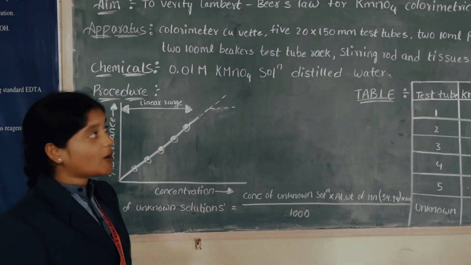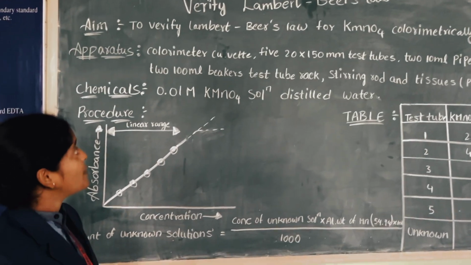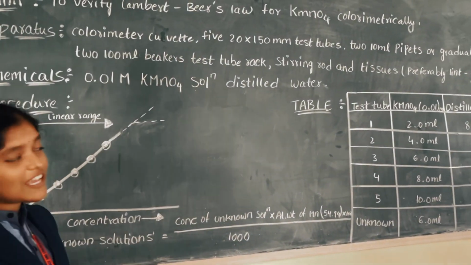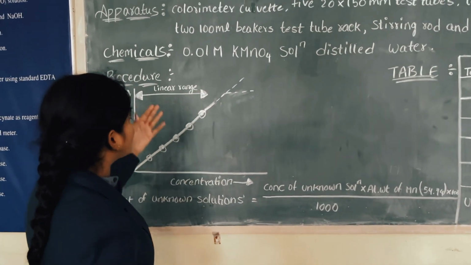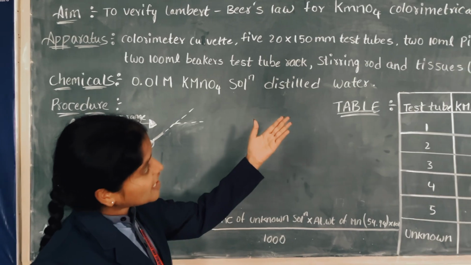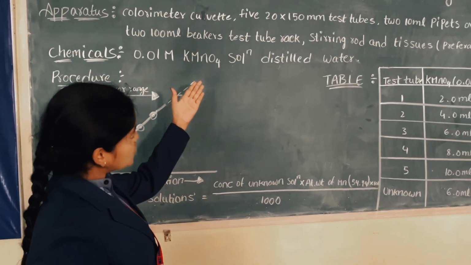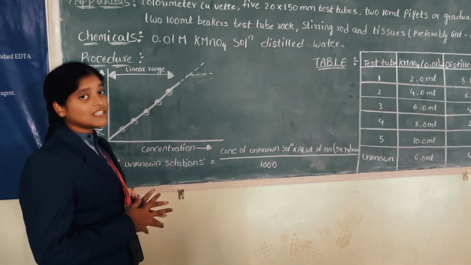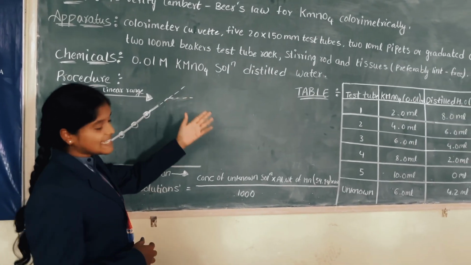Today we are discussing the verification of Beer-Lambert's law. Our aim in this experiment is to verify the Beer-Lambert law colorimetrically. The apparatus used in this experiment are a colorimeter, cuvettes, 10 ml pipette or graduated cylinders, 200 ml beakers, test tube rack, stirring rod and tissues, and the chemicals used are 0.01 M KMnO4 solution and distilled water.